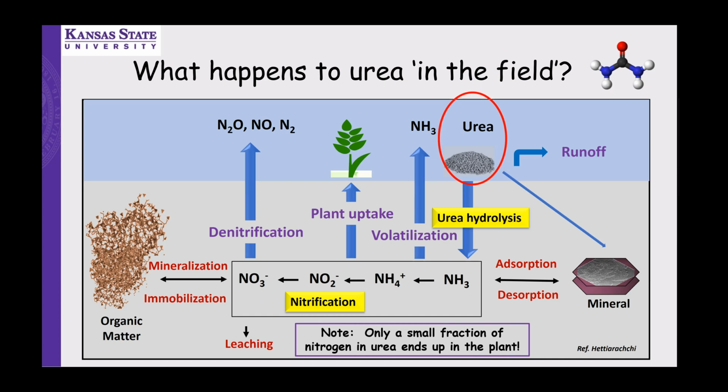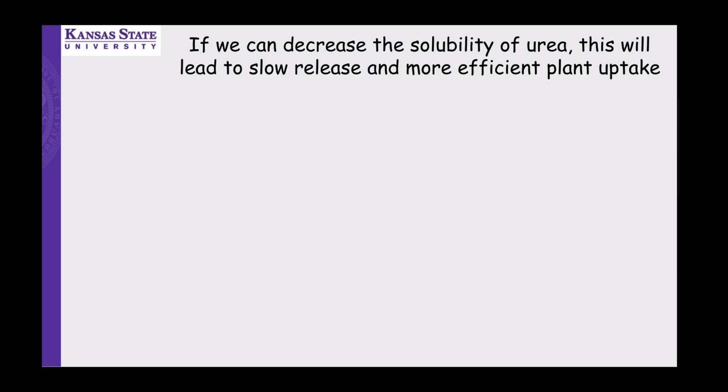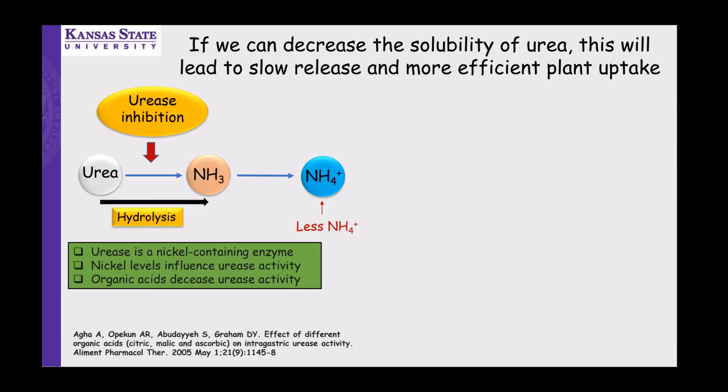The take-home message from this slide really is that even though we're putting a lot of urea onto the crops globally, only a relatively small fraction of the nitrogen in those urea molecules ends up in the plant itself. And we would like to optimize that process, because if we can, then we can reduce the amount of fertilizer that we put on the fields in the first place. So the premise of this project is that if we can decrease the solubility of urea in water, we will slow down the release, and then we can make a more efficient transformation of urea into nitrogen that can be taken up by the plants.